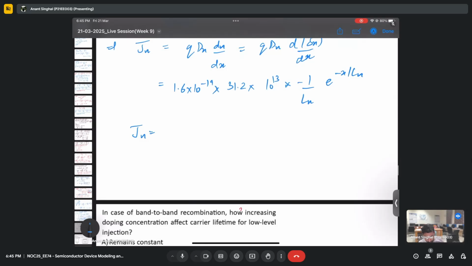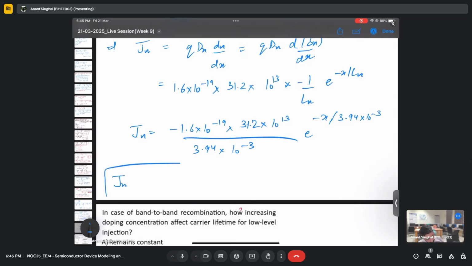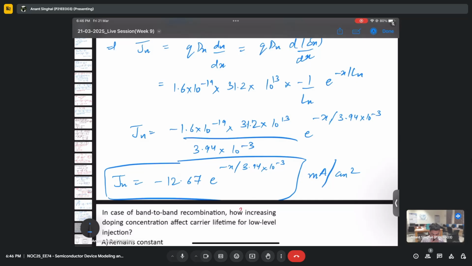So the Jn will be, if you put everything, minus 1.6 times 10 to the minus 19 times 31.2 times 10 to the 13 over Ln. We know Ln, we have just calculated, is 3.94 times 10 to the minus 3 centimeter, and it is exponential of minus x by 3.94 times 10 to the minus 3. On solving the coefficient term, it will come out to be minus 12.67 exponential of minus x by Ln, where Ln is again 3.94 times 10 to the minus 3, and this is in milliamps per centimeter square. So this is the diffusion current density that was asked in the question.